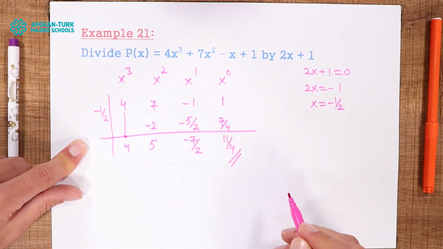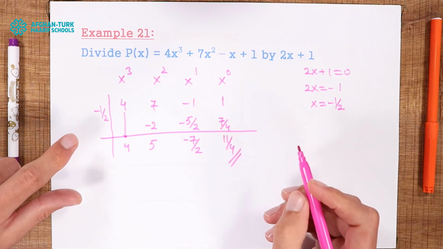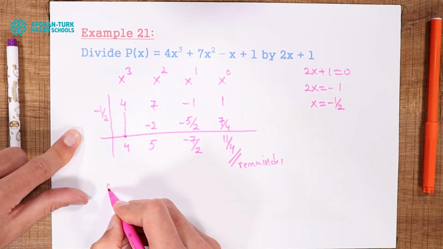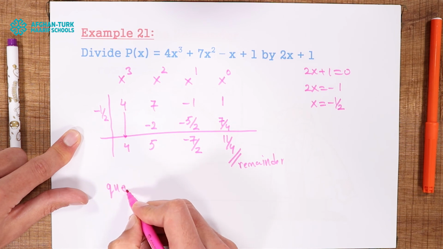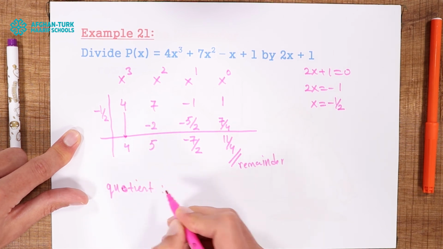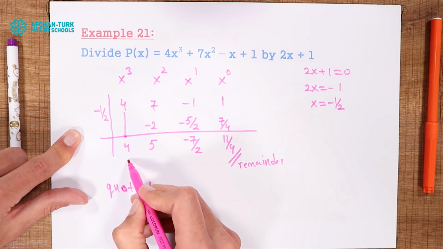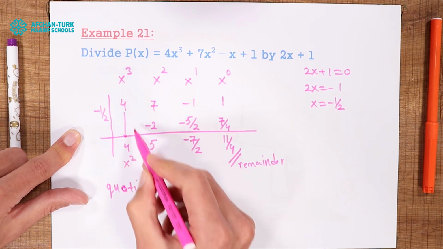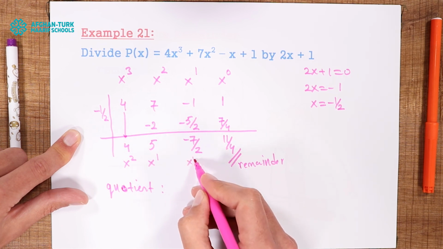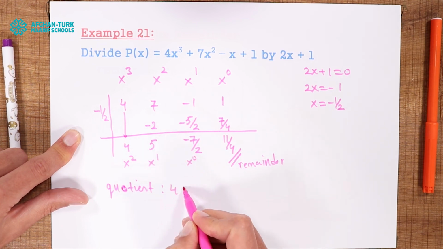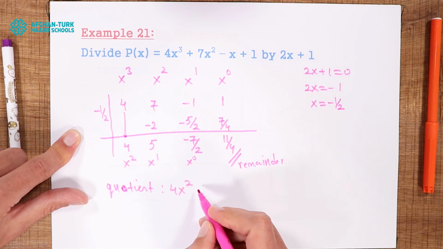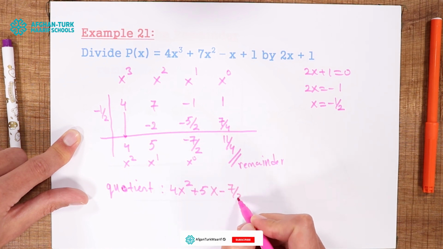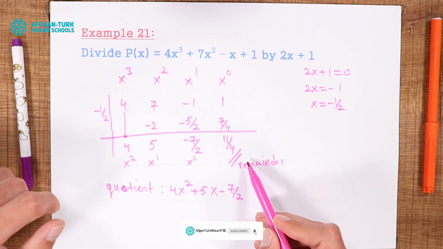So as you know, as we solved in the previous example, the last number was what? It was the remainder, and the quotient or the answer for this question is, in here we have x to the power of 3. Now what will be right here? x to the power of 2, x to the power of 1, 1 less than the degree of the polynomial, and this will be x to the power of 0. So the answer will be 4x to the power of 2 plus 5x to the power of 1 minus 7 over 2. This is the answer, and this is the remainder.